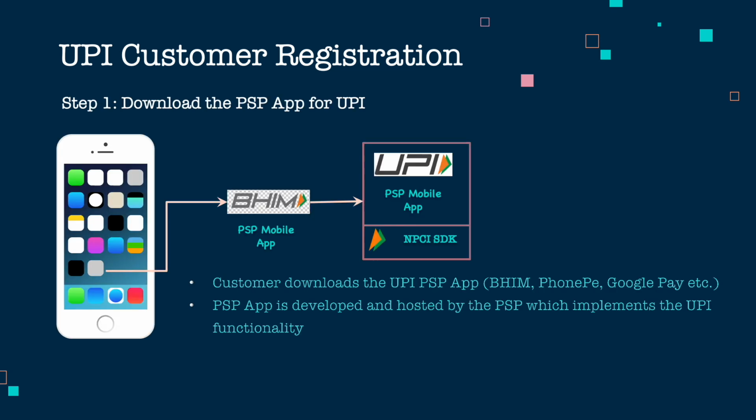So the first step in the customer registration process is to download the PSP mobile app from the Play Store or the App Store. This PSP mobile app which the customer downloads has 2 important components. First one is the mobile functionality that the PSP provides, and secondly there is an NPCI SDK. It's a library that is uniquely provided by NPCI to the PSP, which is embedded within the particular app.